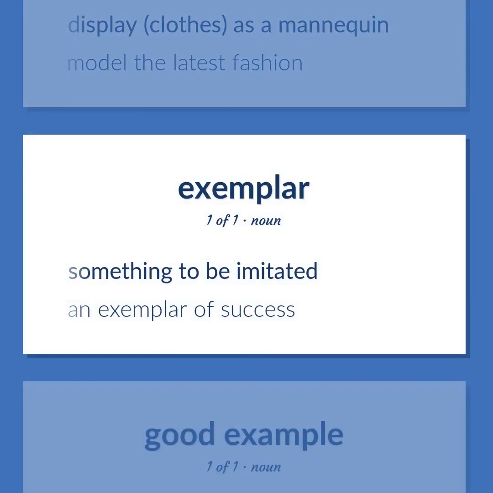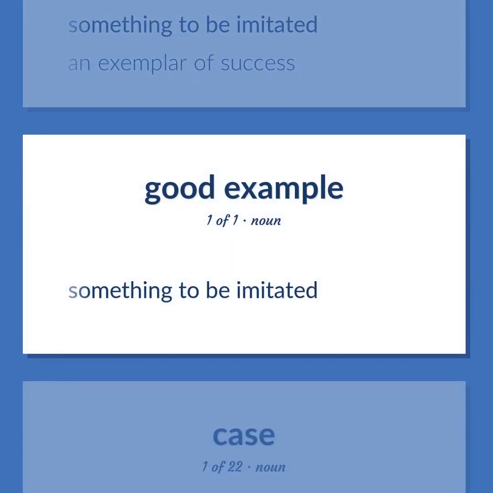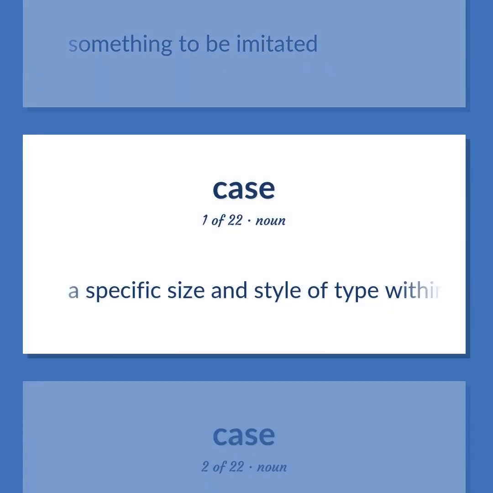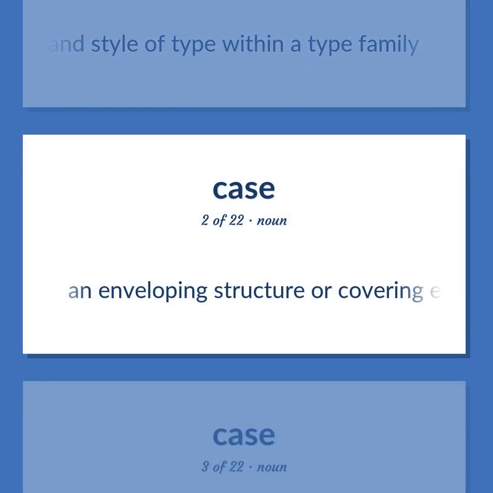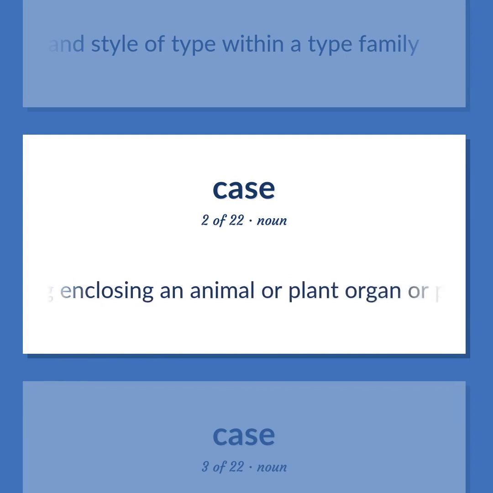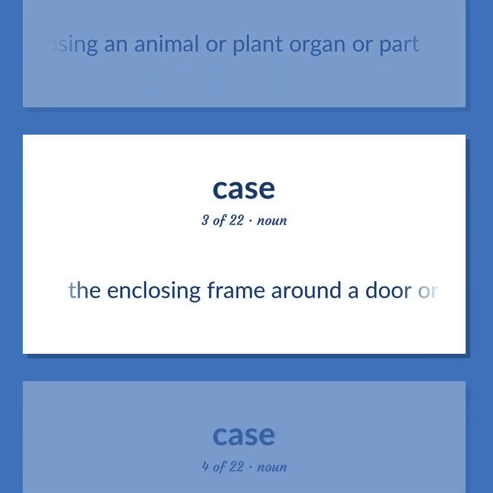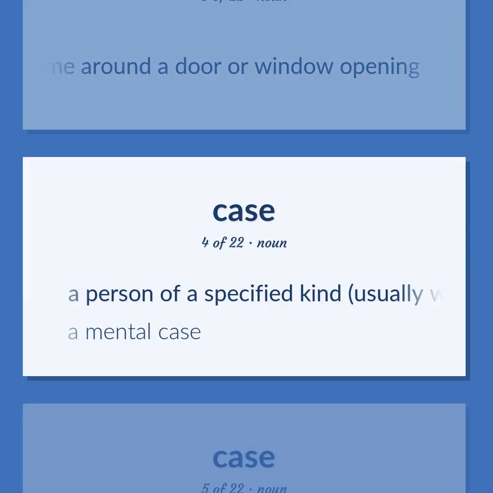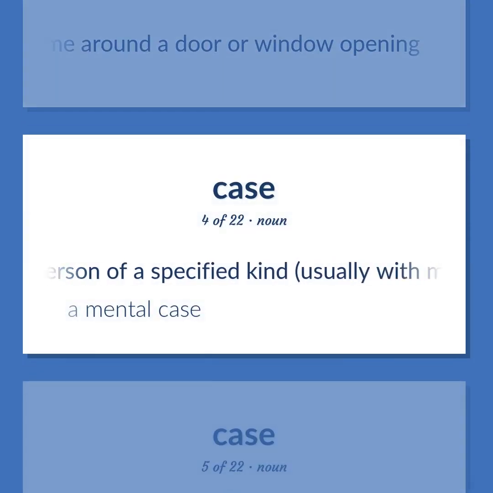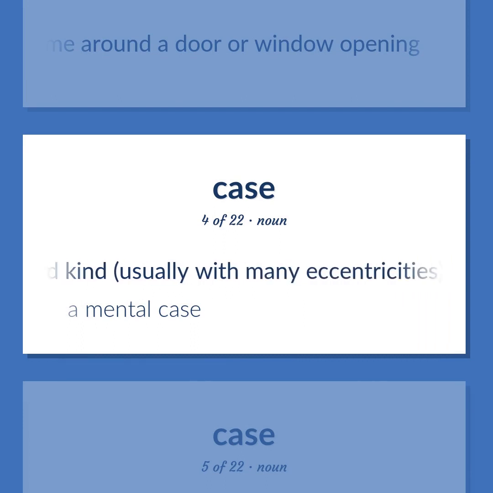Something to be imitated. An exemplar of success. Something to be imitated. A specific size and style of type within a type family. An enveloping structure or covering enclosing an animal or plant organ or part. The enclosing frame around a door or window opening. A person of a specified kind, usually with many eccentricities. A mental case.